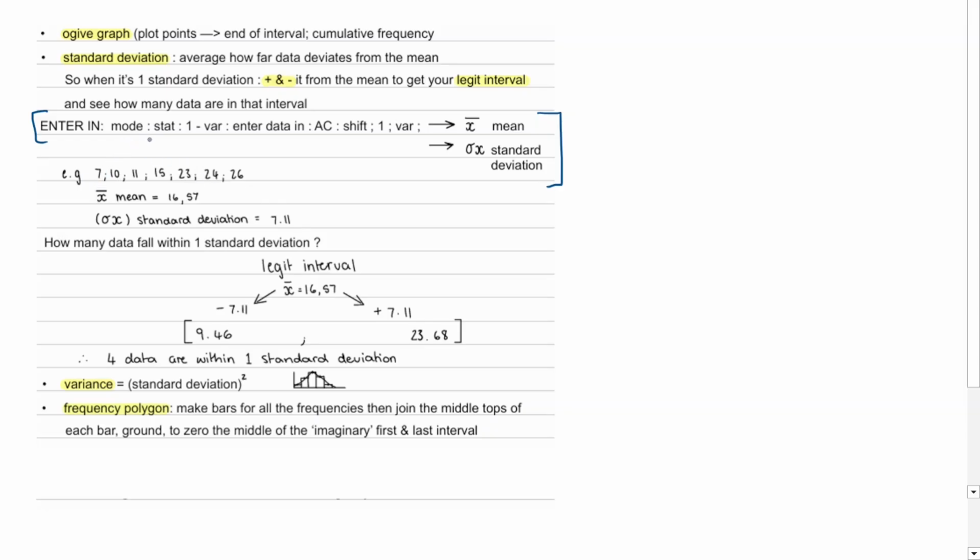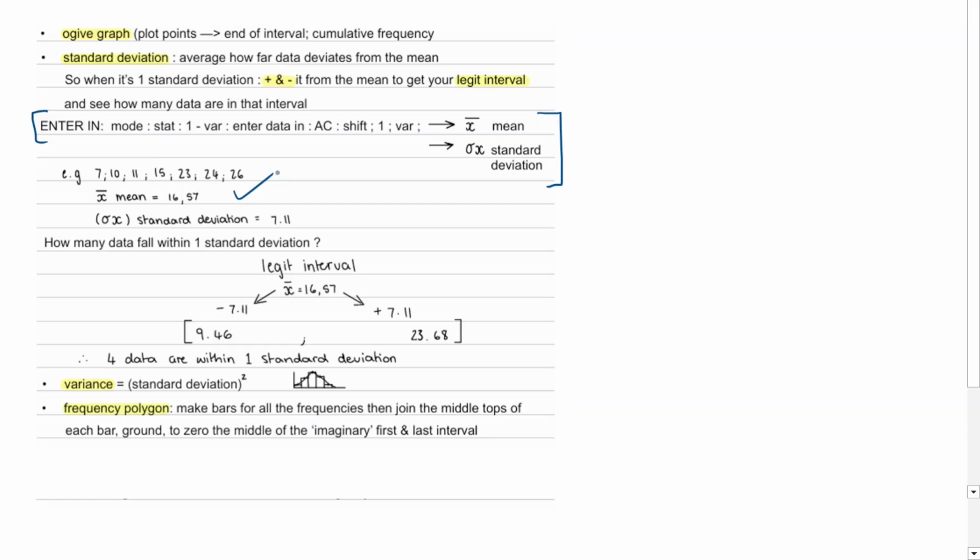You're going to type in mode, stat, 1-var for variance. You enter in the data, so all these numbers here you're going to enter in, and then press the dreaded AC, which clears everything, but it's stored in your calculator. Then to use the information, you press Shift and 1 and you choose the option var, and if you press this symbol, it's the mean. And so when we press that, we got 16.57.